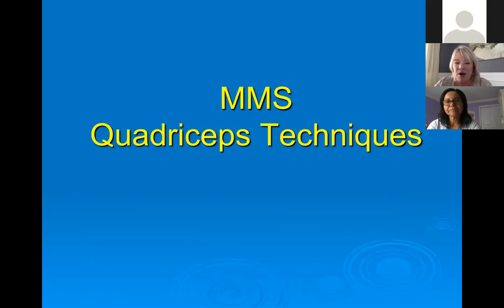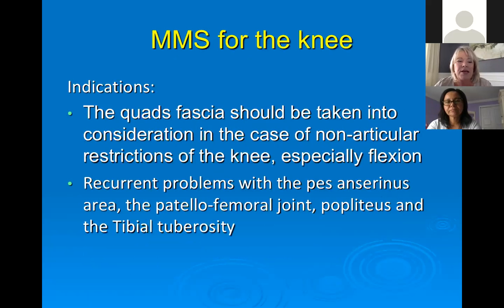Okay, so quadriceps technique, MMS, indications. It should be taken into account in the case of non-articular restrictions of the knee, especially flexion, but also could be extension. Recurrent problems with the pes anserinus area, patellofemoral joint, popliteus, and tibial tuberosity. So it's not just the knee joint, but all the soft tissue structures in and around that area.